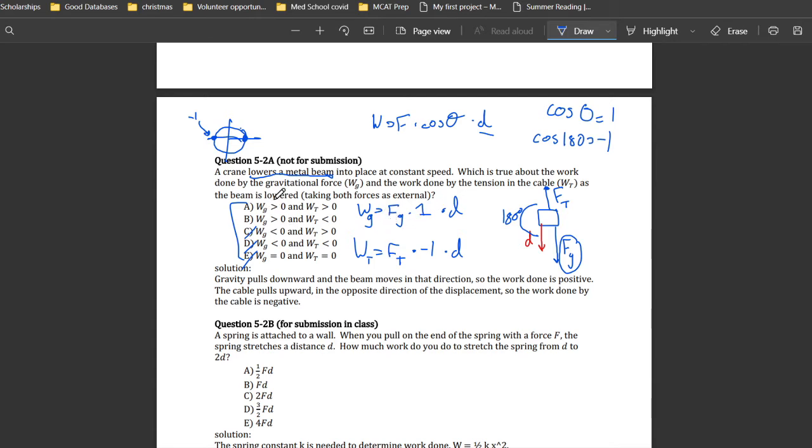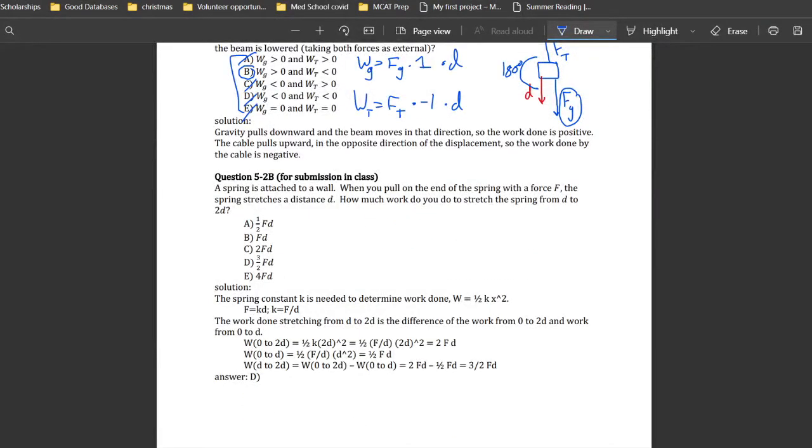So now that we're just comparing between A and B, A is saying that the work of tension is greater than 0, but that's not true because it's in the opposite direction to the displacement occurring, which yields negative work. So that's why A is false. And then B is saying gravitational work is greater than 0 and the work of tension is less than 0. And that one is true because the work done by the gravitational force is in the direction of the displacement, and the work done by the tension is in the opposite direction to the displacement. So that is why B is the answer.